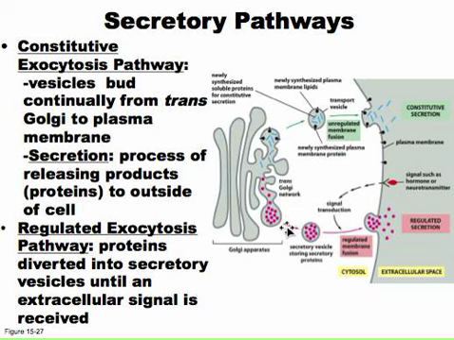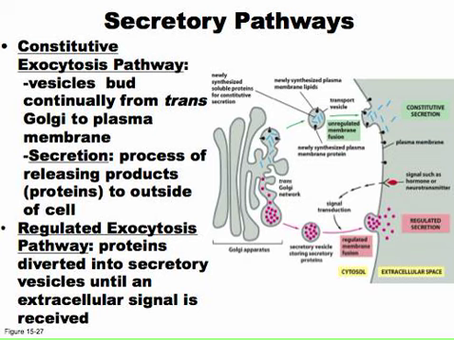So another part of constitutive exocytosis is secretion. And the secretion is the process of releasing products, which can be proteins or other components, to the outside of the cell. So this vesicle is going to bud off of the Golgi, and it's going to move to the outside of the cell. And when this vesicle fuses with the membrane of the cell, this is what's going to empty the contents into the extracellular space.